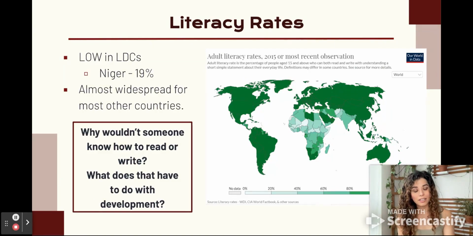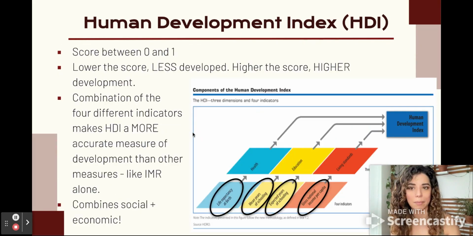Literacy rates. This is another good one to take a look at what kind of programming and education available in different areas. So this is low in less developed countries, but pretty widespread for most other countries, those in the semi-periphery and the core. Most literacy rates are pretty good. Like in more developed countries, they're very, very high. So why wouldn't someone know how to read or write, and what does that have to do with development? Again, overarching theme of social development.